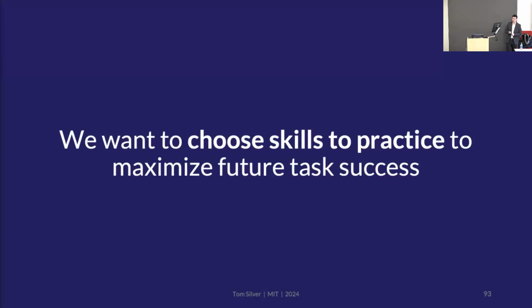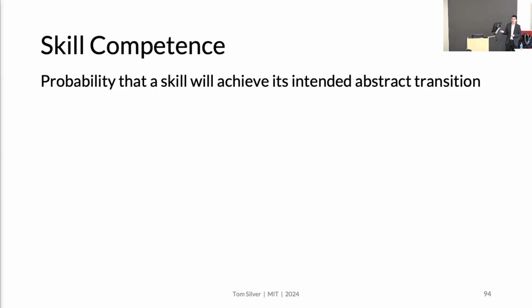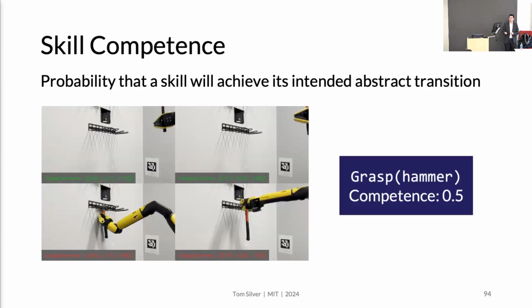The technical question we're focused on in this project is how should the robot decide what skills are most useful to practice if we ultimately want the robot to be as good as possible at the tasks that we care about? To answer that question, let me introduce a notion of skill competence. This is the probability that a skill will achieve its intended abstract transition. So in the case of grasping, if we have a prior parameter selector that works half the time, then the competence of that skill would be 0.5 for that sampler that we have.